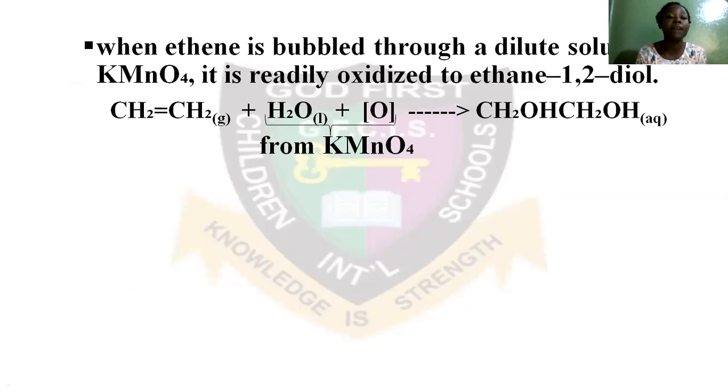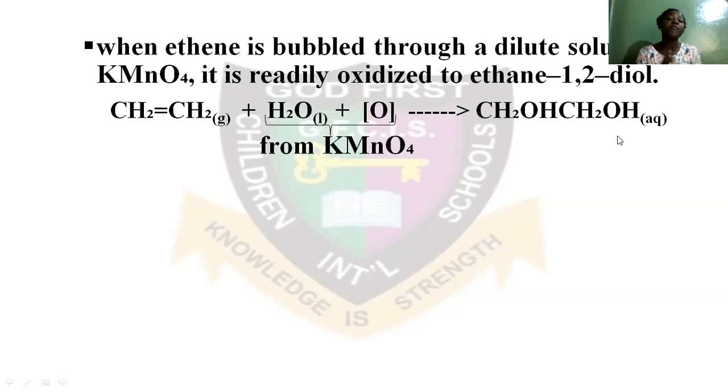Then next, also in addition reaction, when ethene is bubbled through a dilute solution of potassium tetraoxomanganate(VII), it is readily oxidized to 1,2-diol. So ethane-1,2-diol. So now you see the ethene reacting with that KMnO4, potassium tetraoxomanganate(VII). You see water and oxygen, that oxidation happens. When you see square bracket, it's telling you that oxidation is occurring. So you have ethane-1,2-diol as your product.